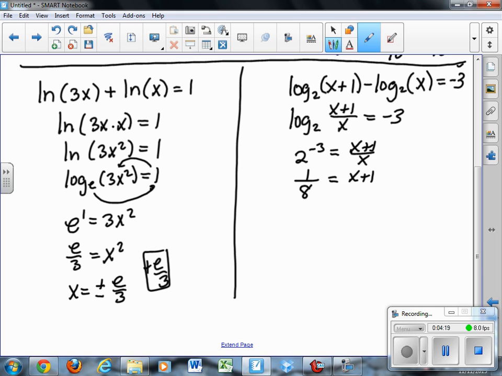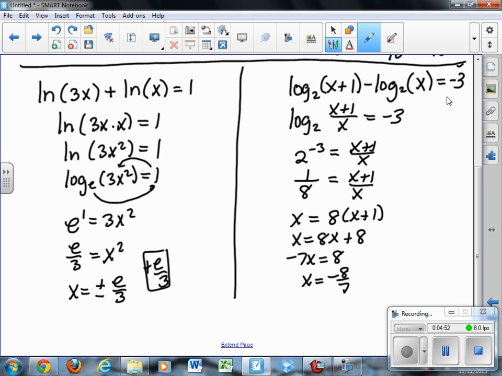So now I can say x times 1 is equal to 8 times (x plus 1). So x equals 8 times (x plus 1). That's multiplying both sides by x to get rid of the x on this side and bring it over here, then multiplying both sides by 8 to get rid of the 8 on this side and bring it up here. So x equals 8x plus 8. Negative 7x equals 8, subtracting 8x from both sides, so x equals negative 8/7.